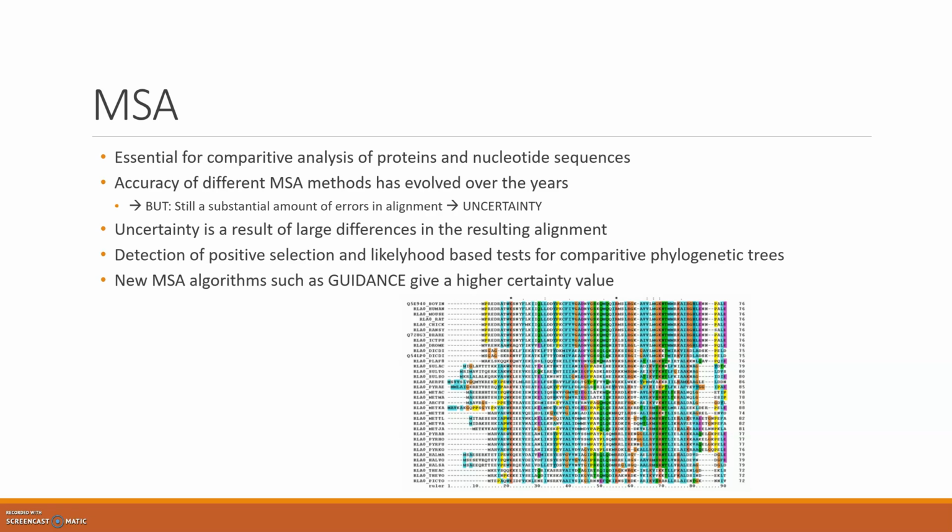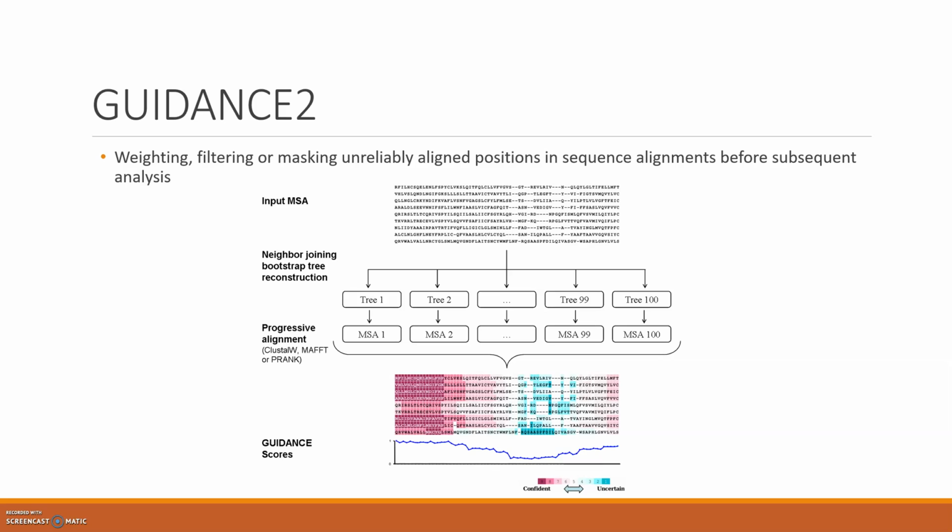Otherwise, these errors will influence further analysis, such as the detection of positive selection or likelihood-based tests which are needed for creating phylogenetic trees. That is why new multiple sequence alignment algorithms are created that give a higher certainty value. One of these algorithms is GUIDANCE2. GUIDANCE2 will weigh, filter, or mask aligned regions that are unreliable before additional analysis is performed.